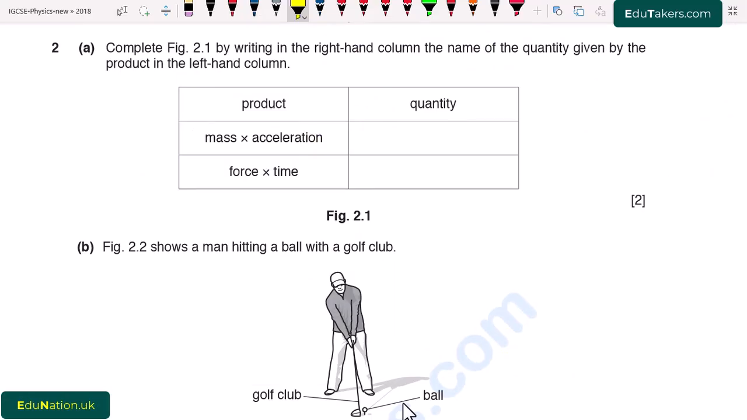Question number 2, part A. Complete figure 2.1 by writing in the right hand column the name of the quantity given by the product in the left hand column. So here is figure 2.1, and on the left column there is product and on the right column there is quantity. First of all, mass and acceleration. Which quantity is equal to the product of mass and acceleration? According to Newton's second law of motion, F is equal to ma, which means that force is the product of mass and acceleration. So it will be force.